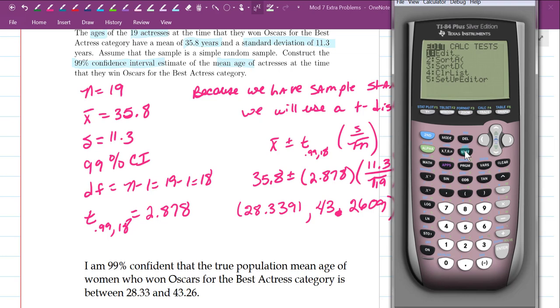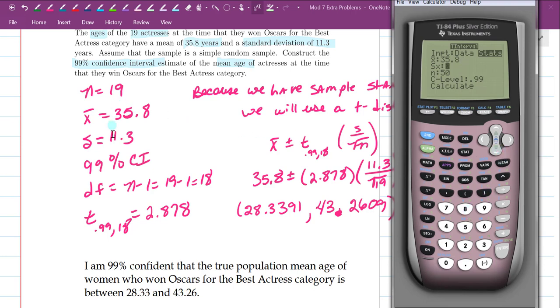And again, we're going to hit Stat. We're going to come over to Test. We're going to come down to not a Z, but a T, because remember, we're doing a T-test. So we're going to do a T interval, and we're going to hit Enter. And we have summary statistics, so we're going to hit Enter again. Maybe we're just going to hit the down arrow. Our X bar is 35.8.